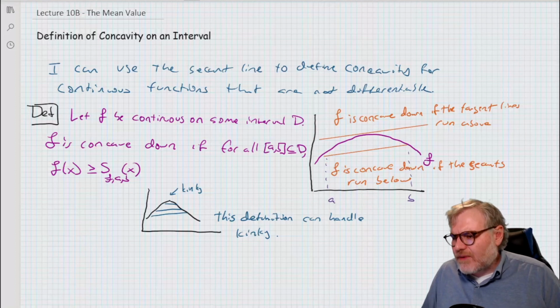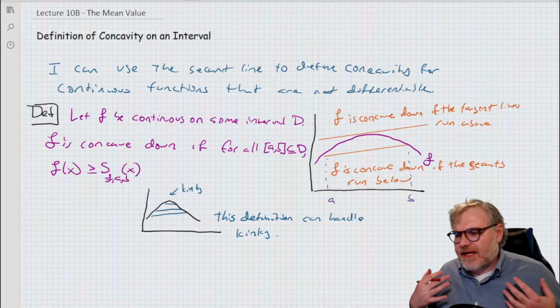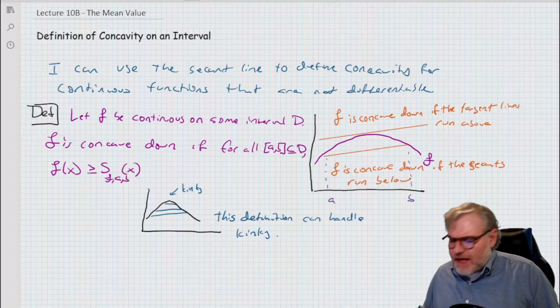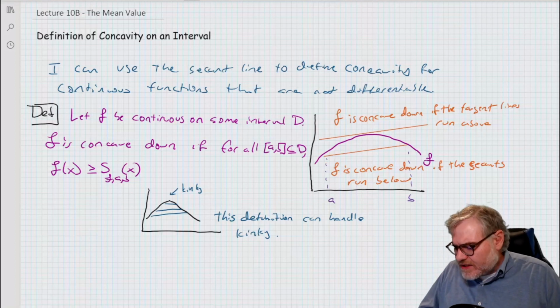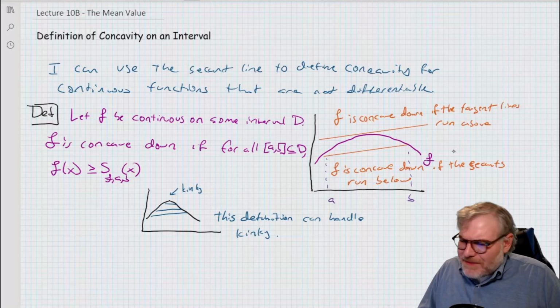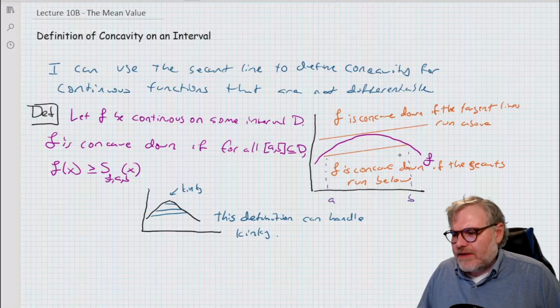So if the secants run below, I'm concave down. If the secants run above, I'm concave up. Now compare that to what I had before. F is concave down if the tangent lines run above, but the secant lines run below. So that's all you have to kind of remember about this little theorem.